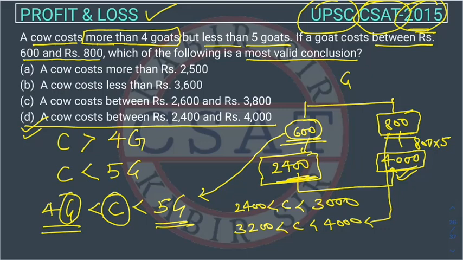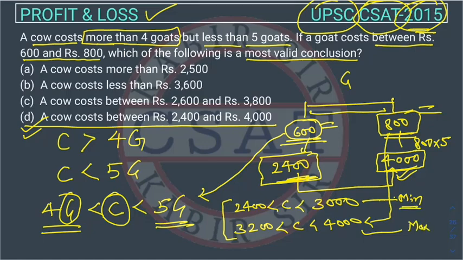So this is the minimum and maximum price of goat, right? There can be one goat whose price is 600 and another goat whose price is 800. There can be all goats whose price is 600 and all goats whose price is 800. So goat price ranges between 600 to 800. So these are the two equations we got. From this equation we know that this is the minimum, and this is the maximum price of cow, right?